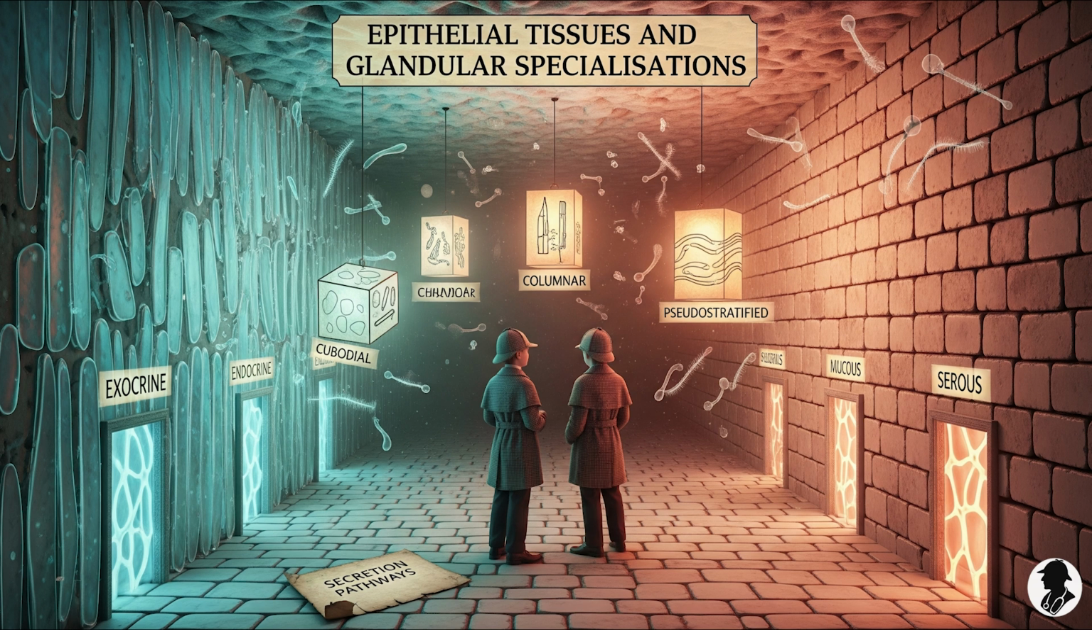What else? They show polarity, meaning they have a definite top and bottom, an apical surface facing the outside or the lumen, and a basal surface sitting on the foundation, like a house with a clear roof and a foundation, and everything inside is organized for different jobs at the top versus the bottom.